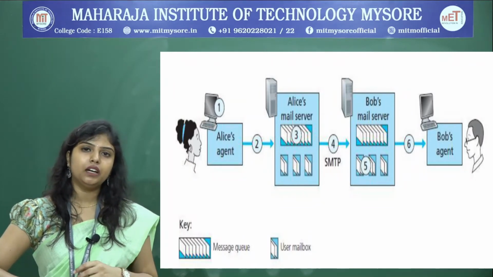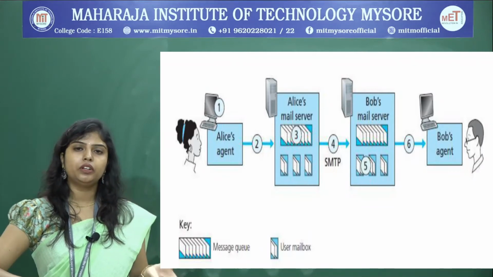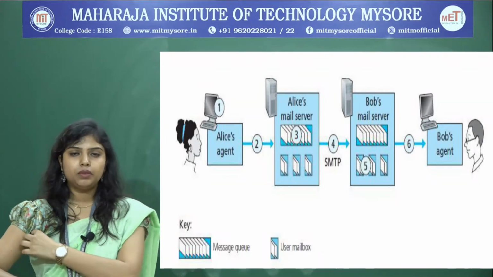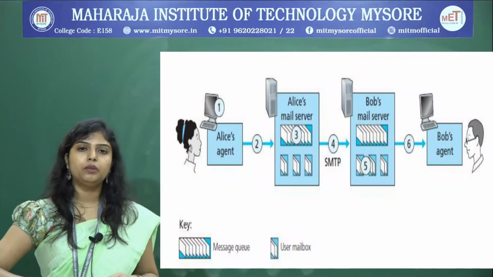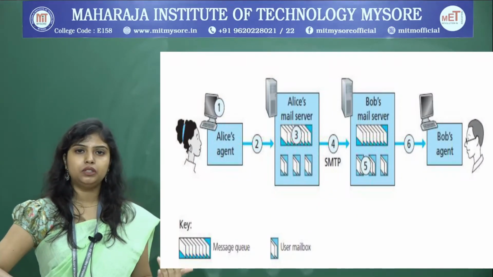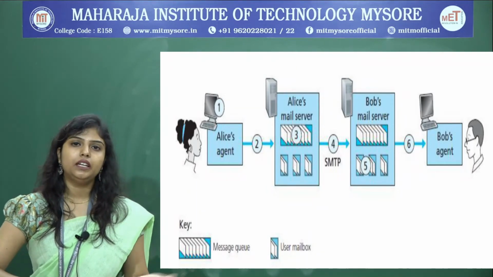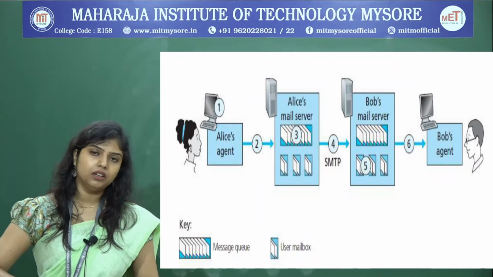As you can see in the diagram, here there is Alice. Through the user agent, she is going to create the email and then provide Bob's email ID. After providing that, she is going to send that email to Alice's mail server, and it will be queued in Alice's mail server.